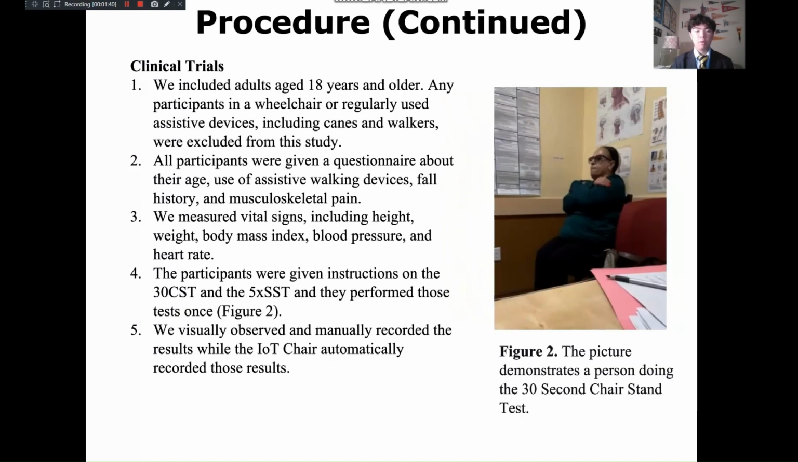For the clinical trials that we used to test our device, we included all adults aged 18 years old and older who met certain prerequisites. They were given a questionnaire and we measured their vital signs. Afterwards, we gave them instructions about the 30-second and 5-time tests, and we had them perform the 2 tests on our IoT chair while we visually measured them performing it, in order to compare the results between the IoT chair and the manual test.